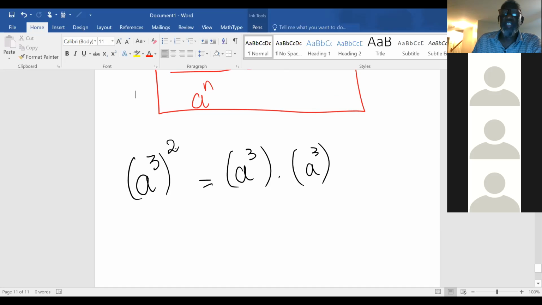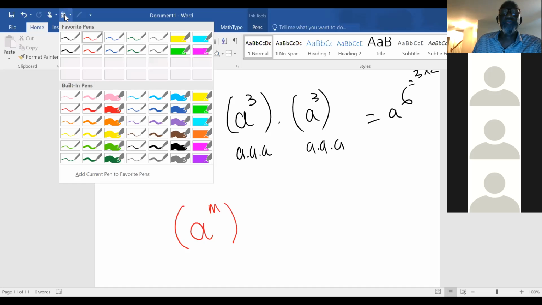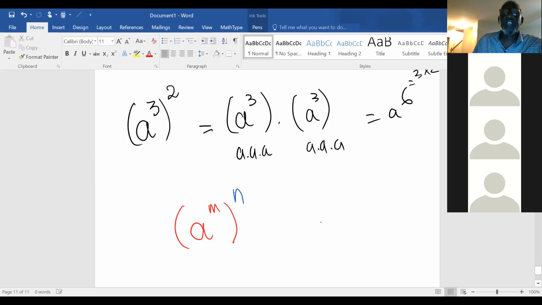The square is when you multiply the number by itself. So now, what is a cubed? It is a times a times a. So when you group the a's, it's going to be a to the 6, right? And this 6 happens to be 3 times 2. So when we combine the exponents, we multiply them, right? So (a^m) to the n power is a^(mn).